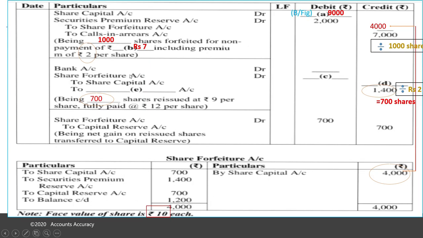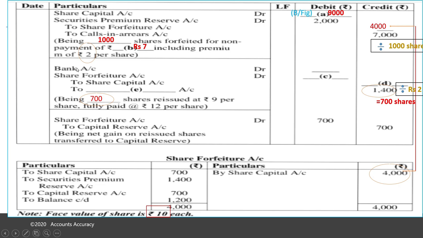And our next part is the reissued part. Here you can see a bank account, share forfeiture account and share capital account. No values are given. We are only provided with the fourth value, and that also has nothing given as to what actually got credited with 1,400. As 1,400 is the amount which is given, and it has not been given for what this 1,400 has been credited, we have to guess this particular account.